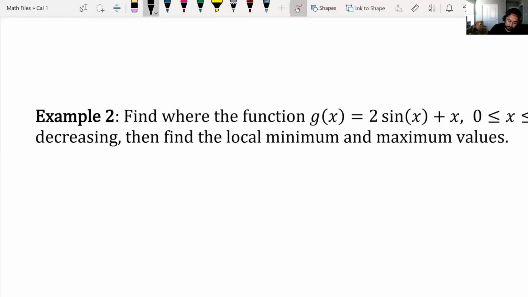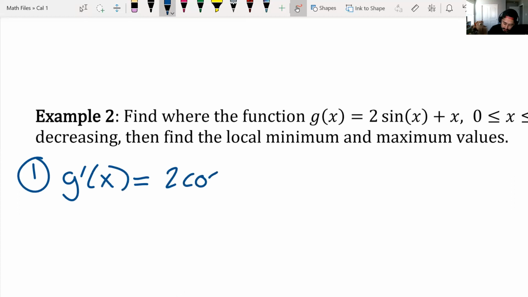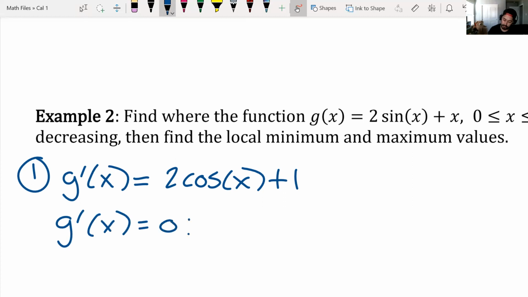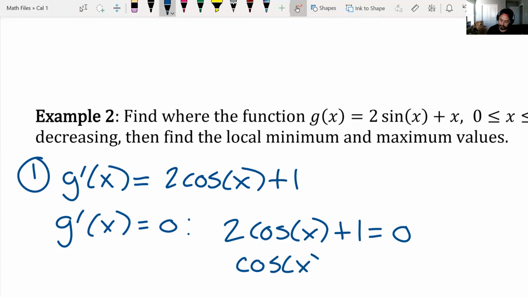step 1 is find the derivative. So step 1, g prime of x gives me 2 cosine x plus 1. Then, of course, you set it equal to 0. 2 cosine x plus 1 equal to 0. Rearrange, solve for cosine. You should get cosine x equals -1/2.